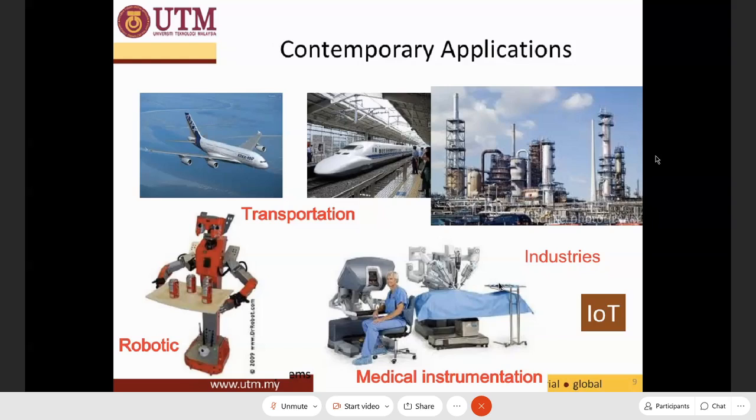So that involves IoT. You need to do programming, use microprocessor, computer, apps, and so on. That involves control to get the final desired output for our system.